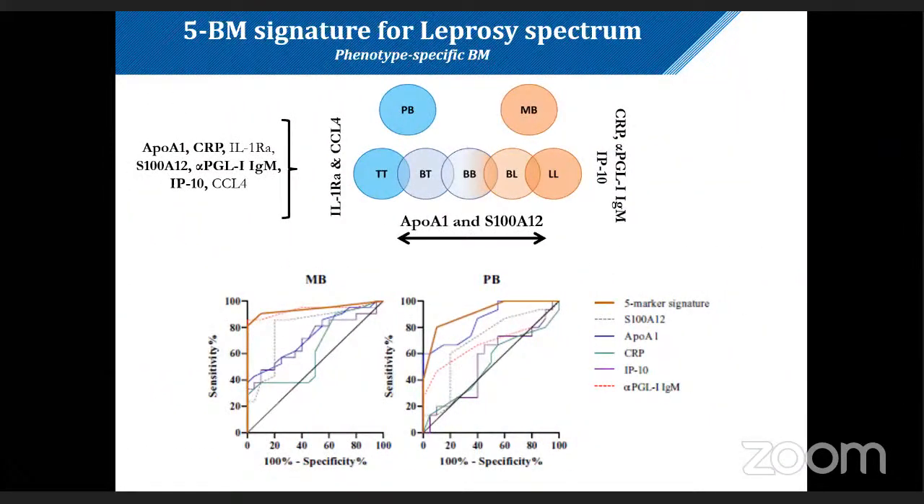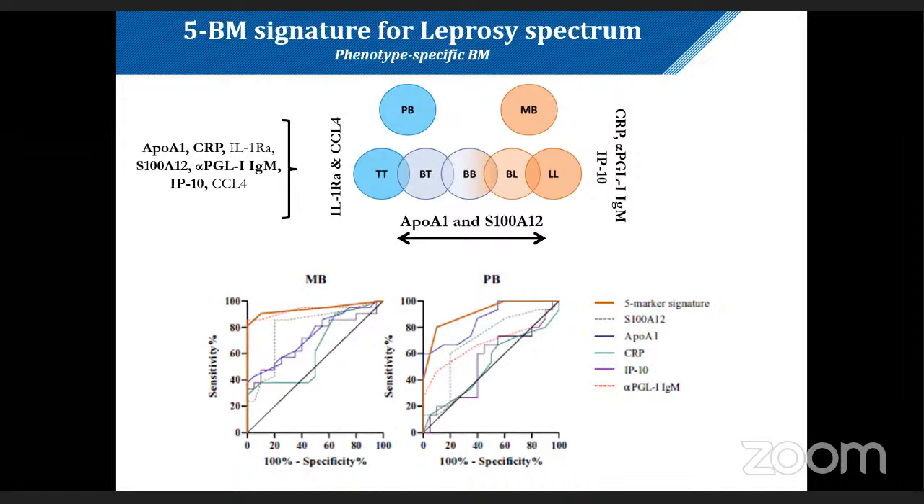And this is again summarized. If you use all the biomarkers together, so not only one, but in this case five, you get a phenotype-specific biomarker pattern signature. To summarize, we had APOA1, CRP, IL-1 receptor antagonist, S100A12, of course anti-PGL1 IgM antibodies, IP10 and CCL4. If you then look at the spectrum, we've indicated in the upper figure which are useful biomarkers for either part of the spectrum. On the right-hand side, you see that besides anti-PGL1 IgM antibodies, which you already know, also CRP and IP10 are higher in the patient group than in the control group.